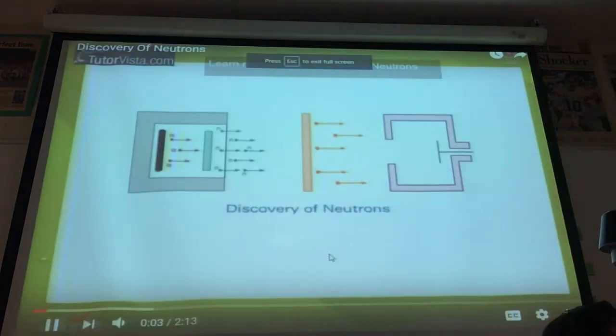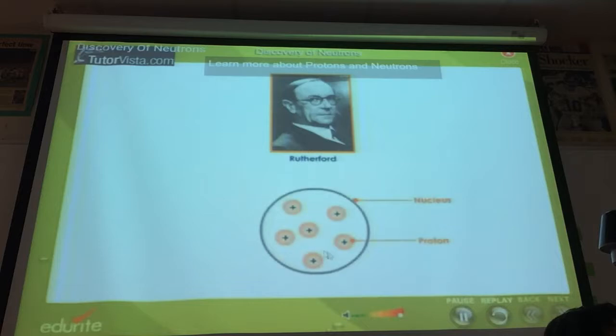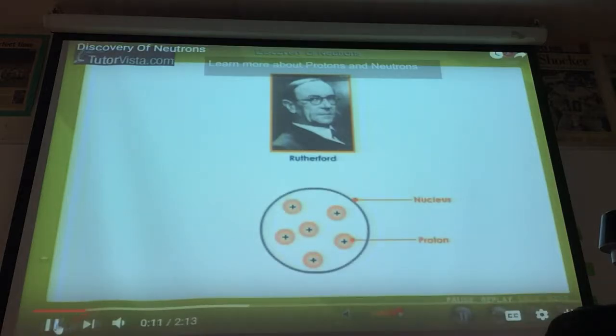Discovery of neutrons. According to Rutherford, the nucleus of an atom contained only protons. Now this is what he believed prior to his experiment. So this is what the plum pudding model showed. Protons decided the mass of an atom.